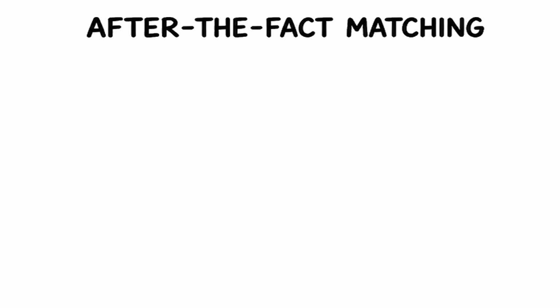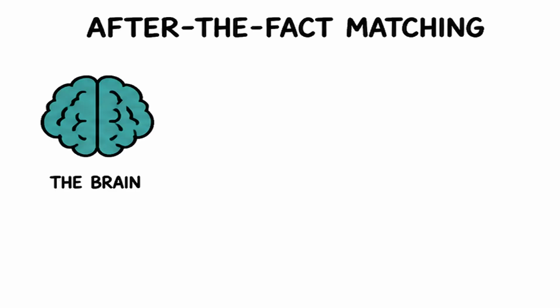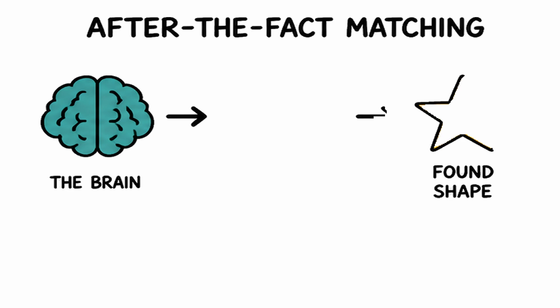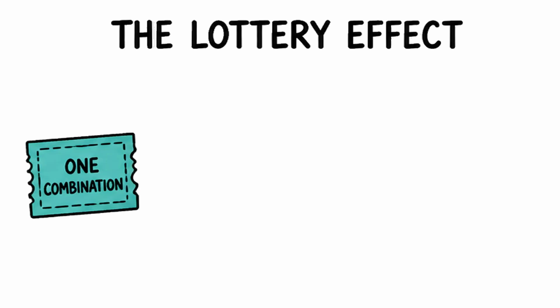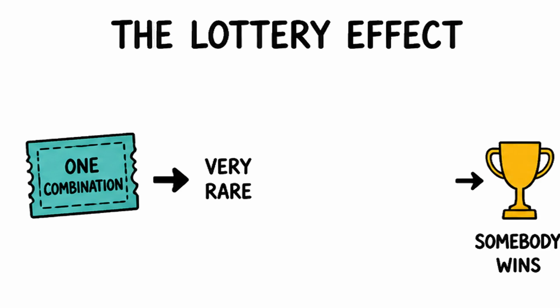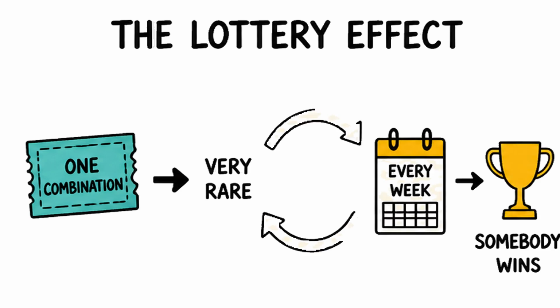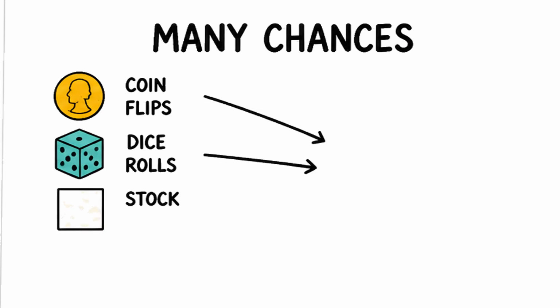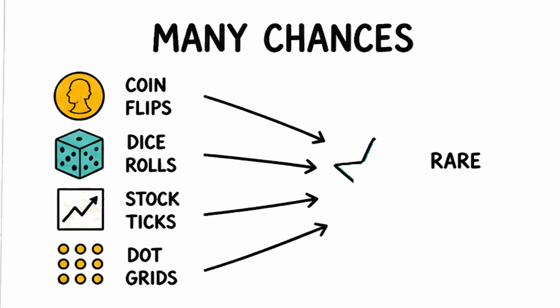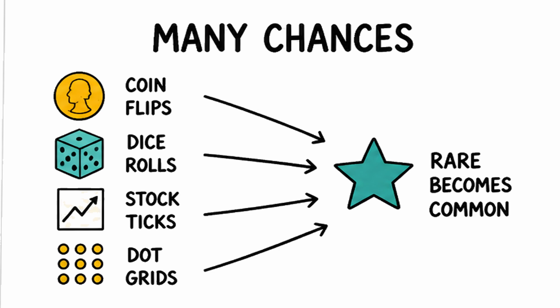Without that rule, you are pattern matching after the fact, and the brain is spectacular at finding shapes in noise, whether the shapes were placed there or not. Think of the lottery. Any specific winning combination is astronomically rare, but somebody wins almost every week because the drawing runs over and over. The same logic applies to coin flips, dice rolls, stock ticks, and dot grids. Rare events become common when the process gets many chances to produce them.